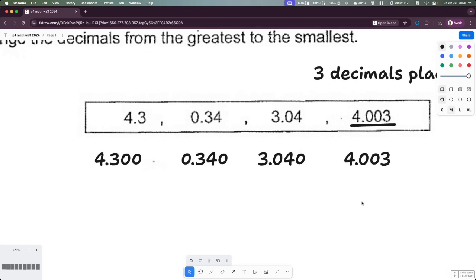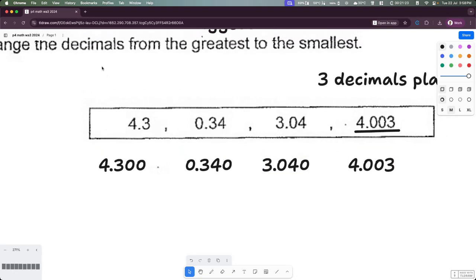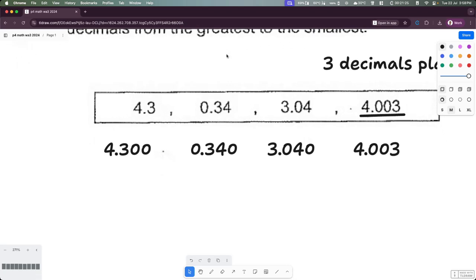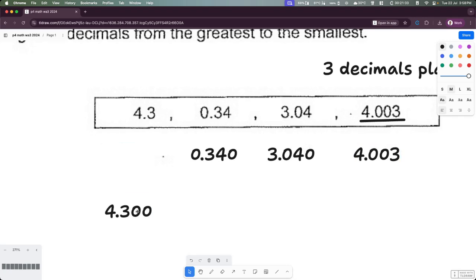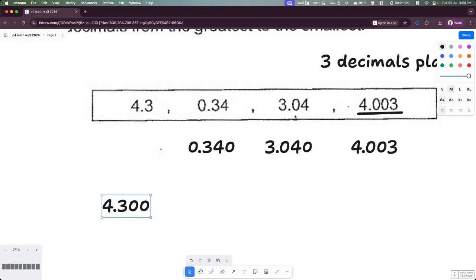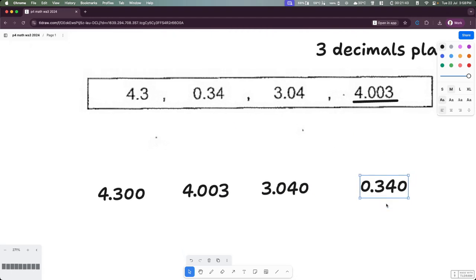Okay, so now you can see that it's actually much easier to compare because everyone has the same decimal place. So with this, what is the biggest number here? Is it 4.300 or 4.003? Pretty straightforward, 4.300 is the biggest. What's the second biggest? 4.003. Third biggest 3.040, and lastly 0.340.